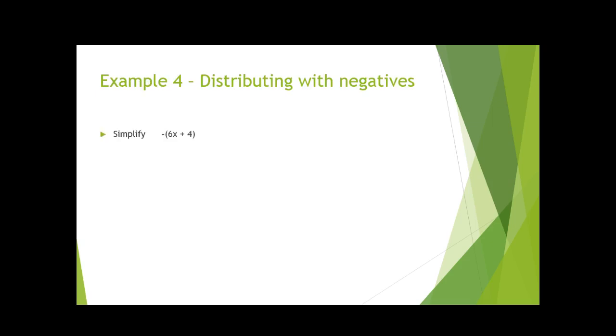Next example, we're going to be distributing with a negative sign, like negative quantity 6x plus 4. What you want to do is imagine there's an invisible 1 between the negative sign and the parentheses. So instead of this, it's going to be this. Imagine there's a 1 there. Now all you're doing is distributing -1.